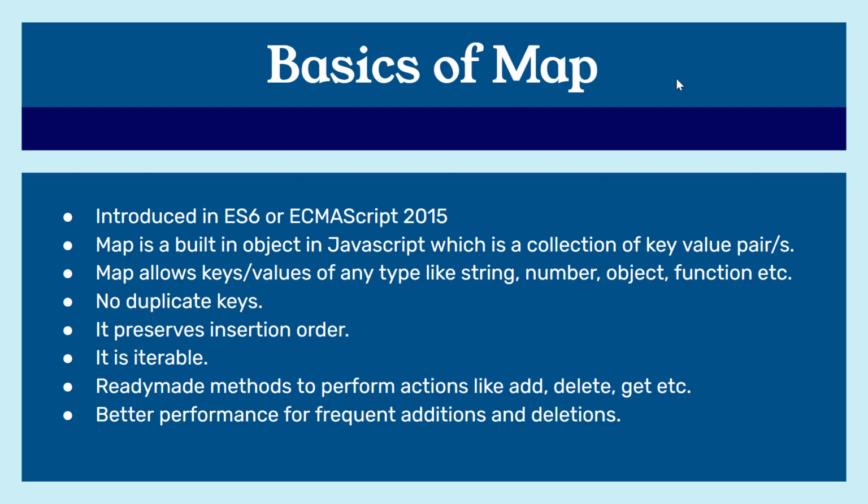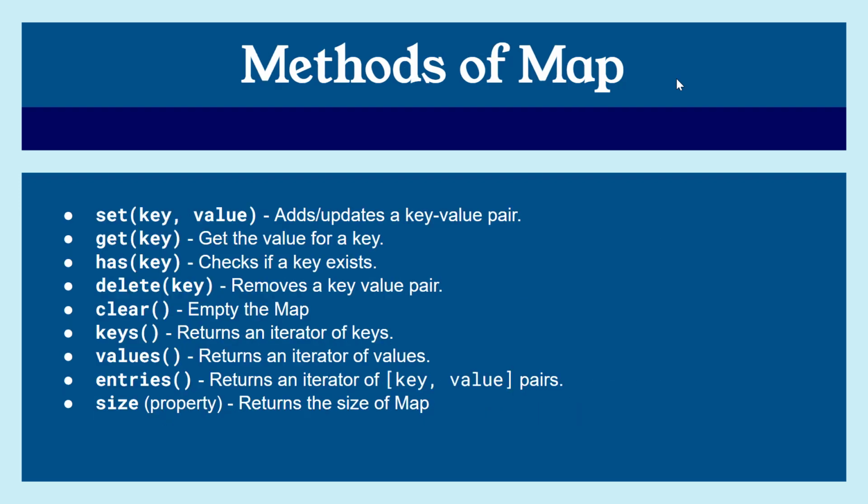And the next point, it is iterable. That means we can iterate that map using keys or values or as a pair. And the major advantage, we have ready-made methods to perform actions like adding, deleting, or retrieving the keys from map. And if you talk about performance, then map is better compared to traditional object in JavaScript if you are doing frequent addition and deletion. Let's have a look at important methods of map.